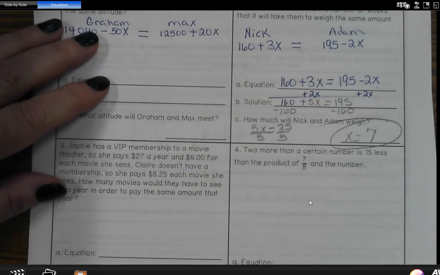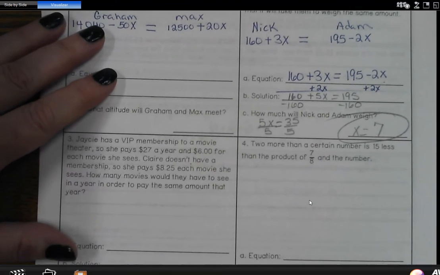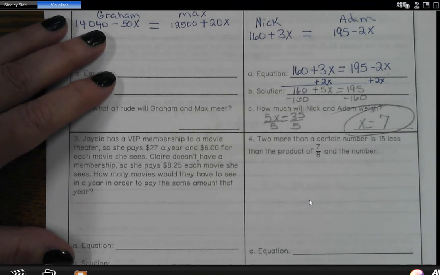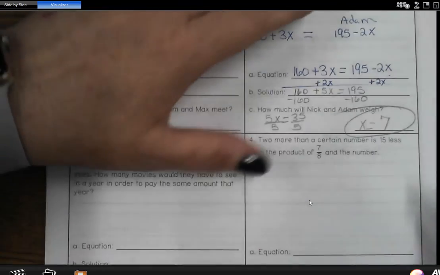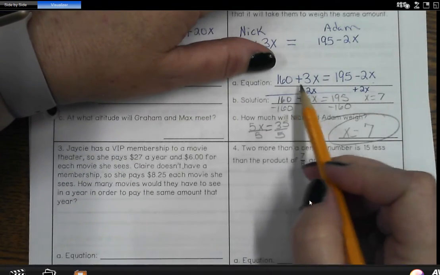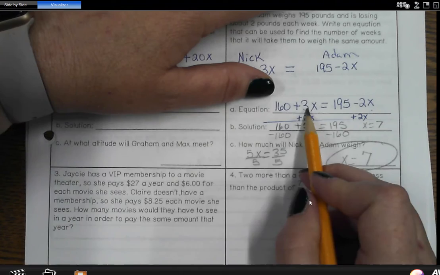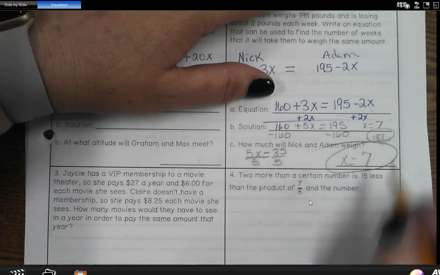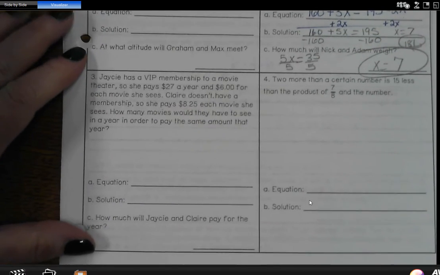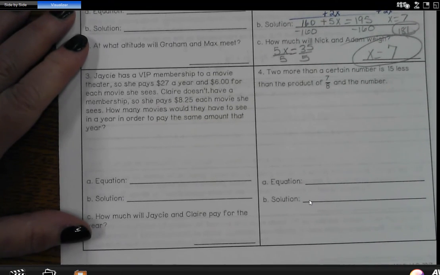I'm sorry, I didn't hear you. Oh, yeah, that makes sense. So the solution would be x equals 7. And then how much will Nick and Adam weigh? What's 3 times 7? 21 plus 160 would be 181. That's my fault for not reading carefully. So what should you always do? Read the question. All right, let's do number 3. Yes, I want you to do everything.